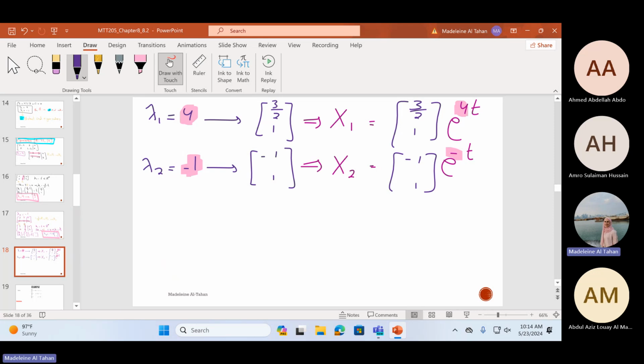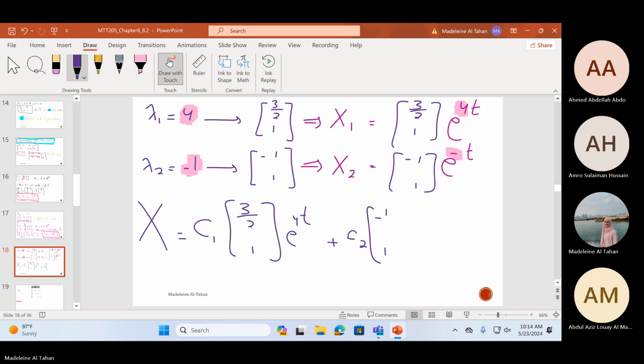Now, how can we also write it in another way? We can put the e power 4t inside, or we can keep it outside as we wish. Are we done? Then what do we need to write? General solution. C1 x1, C2 x2, and this will be our final task.